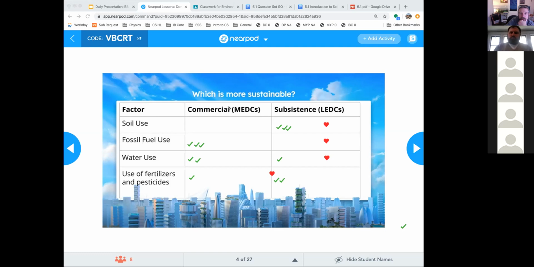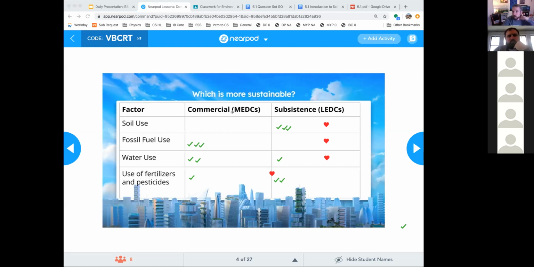In MEDCs, you get in your tractor. I mean, I'm exaggerating, but there's a lot more human labor required in subsistence farming. It's a lot less sustainable from an individual human perspective. You don't have time to do much else if you're a subsistence farmer. If you're a commercial farmer, a lot of commercial farmers spend most of their time doing non-farming tasks.